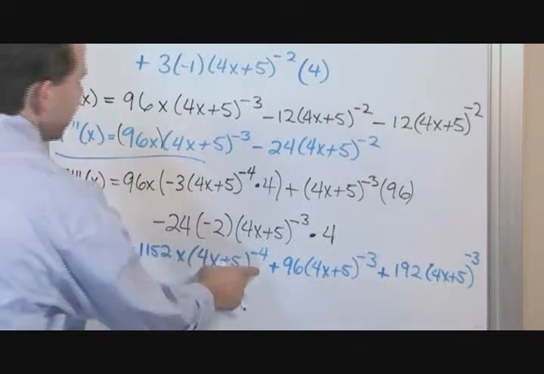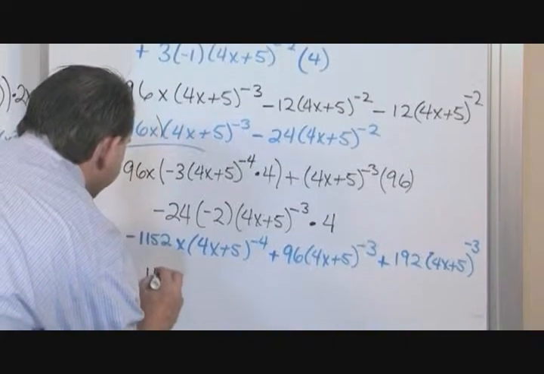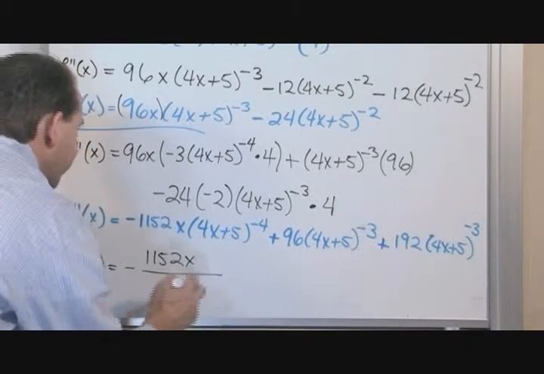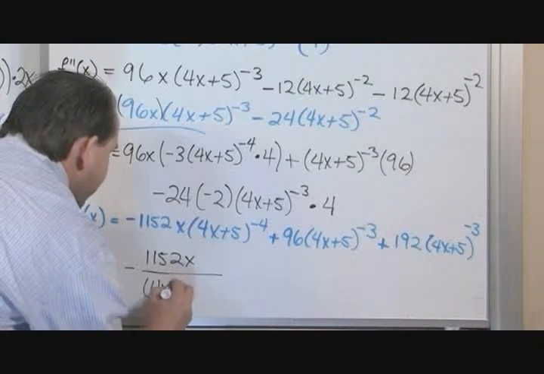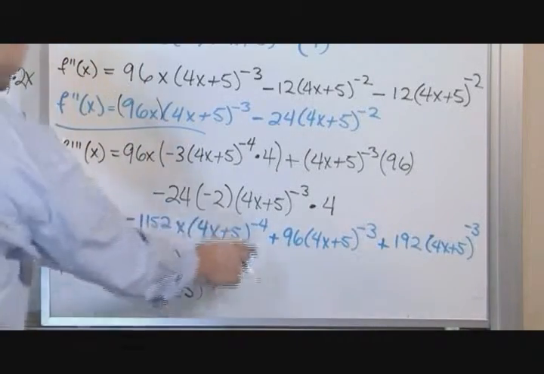All right, now notice we have a negative exponent. So just for kicks, let's go ahead and write it as negative 1152x. That's on the top. And then on the bottom, we'll bring this down. So we'll have 4x plus 5 to the positive 4 power. So all we did was bring this to the bottom.